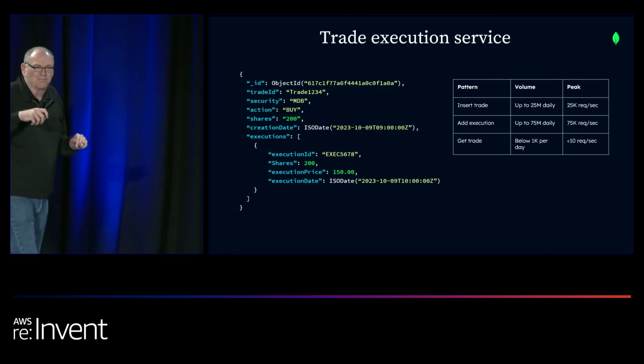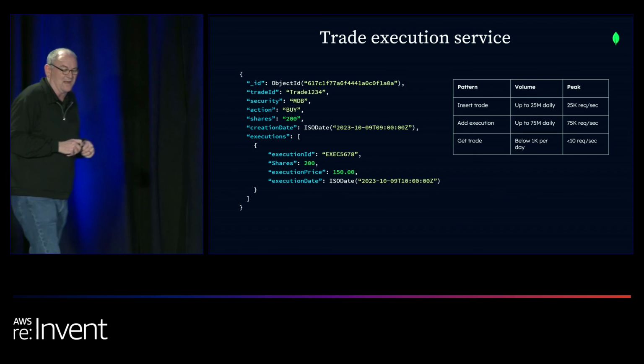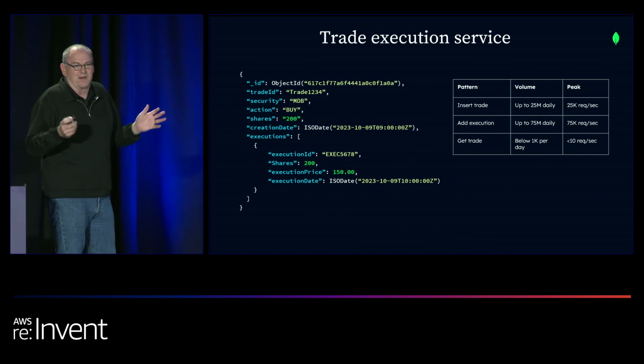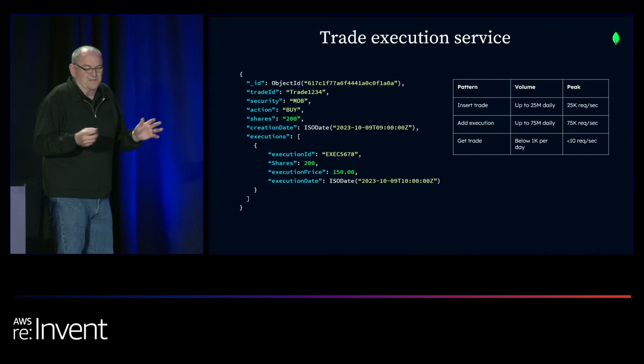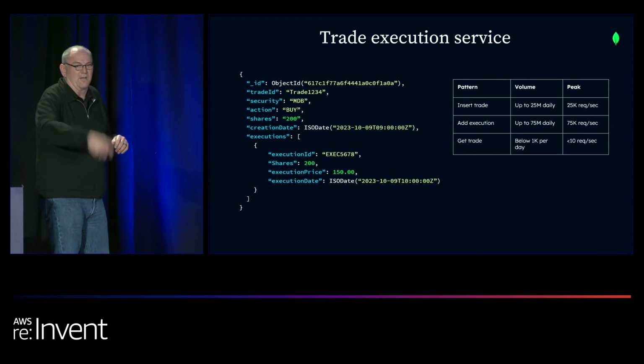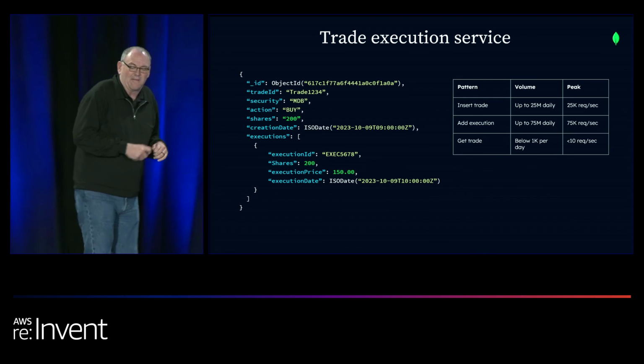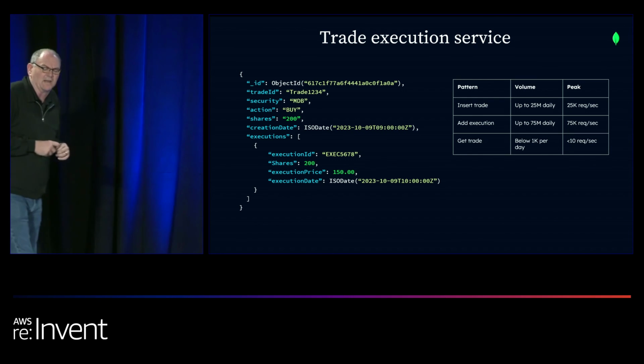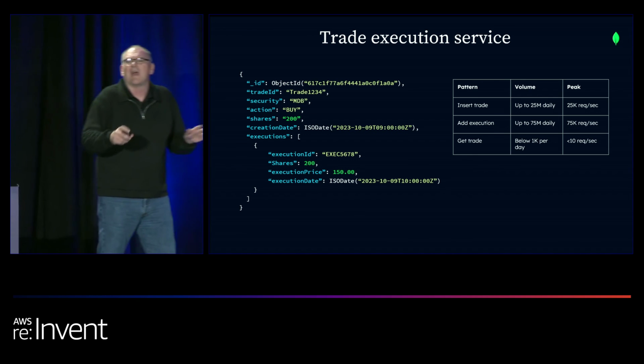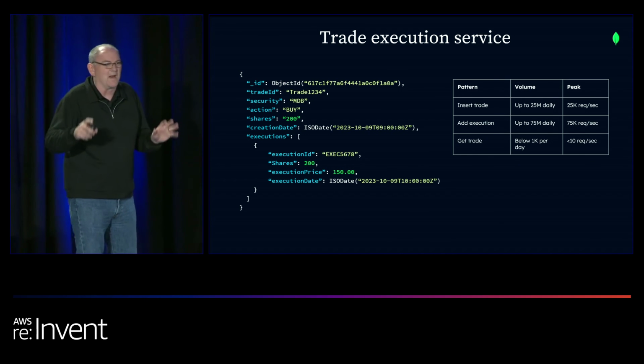After that, it's pretty steady state, it trickles in, unless there's some big market event. But for the most part, the first 5 to 10 minutes of the trading day, that's when all their business lands. Executions come in up to 75 million a day, again peaking at 75,000 requests per second. And then they had a third access pattern, which is get trade, which is very infrequent.